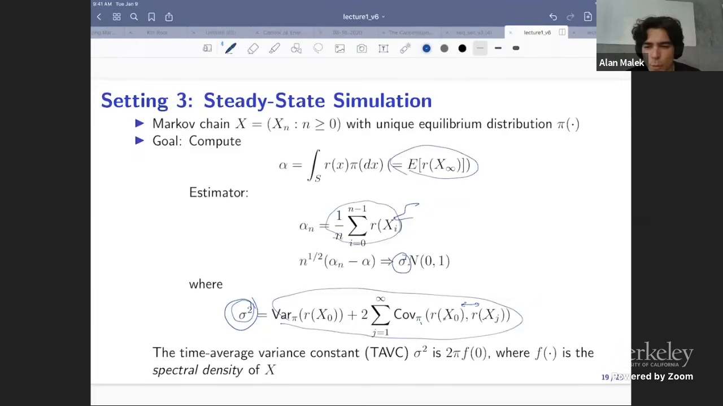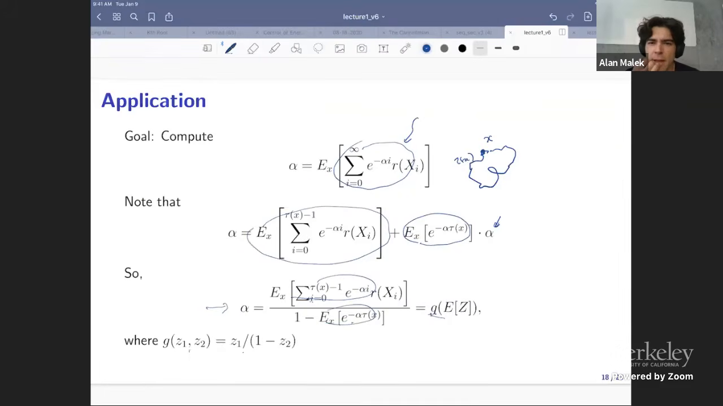Oh, sorry, and one more clarifying question before I guess we take a break. Would you mind going to slide 18, please? Questions about how you got alpha on the right-hand side in the final formula. Right.